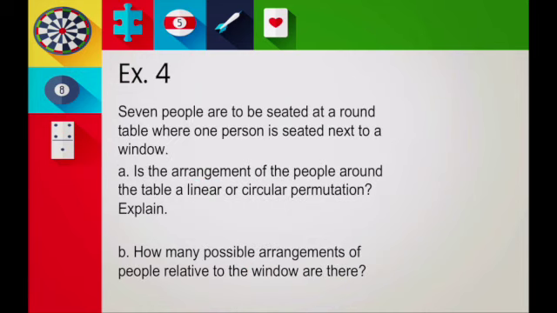Seven people are to be seated at a round table where one person is seated next to a window. This one is going to be a linear permutation because the window is a fixed point. So here's our window, and we have 7 people, so A, B, C, D, E, F, and G. Here's one arrangement of 7 people where G is next to the window.